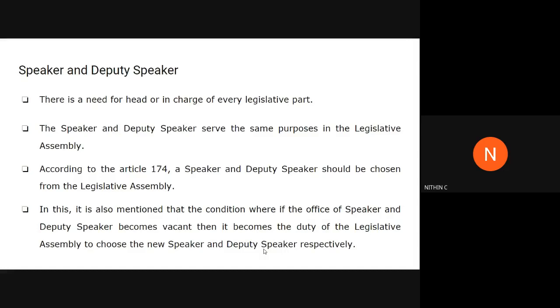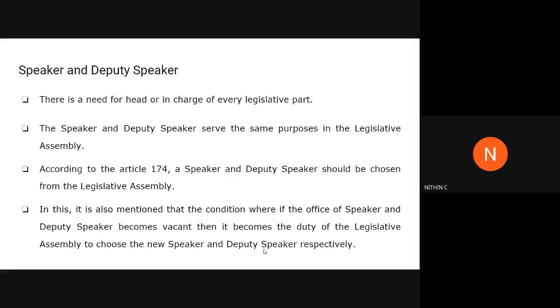So there is a need for a head or person in charge of every legislative body. The speaker and deputy speaker serve the same purposes in the legislative assembly. Both of them have the same purposes, except that the deputy speaker comes in charge when the speaker is absent. In the speaker's absence, the deputy speaker takes over the other functions and charges. Both share the same purposes in the legislative assembly.